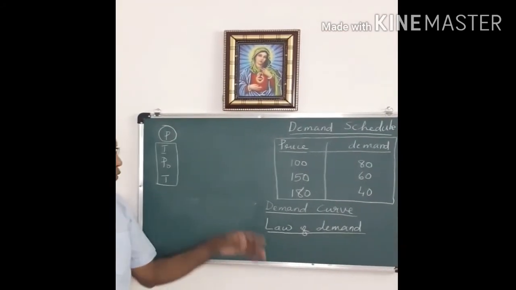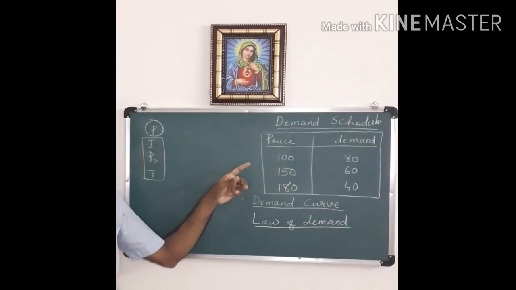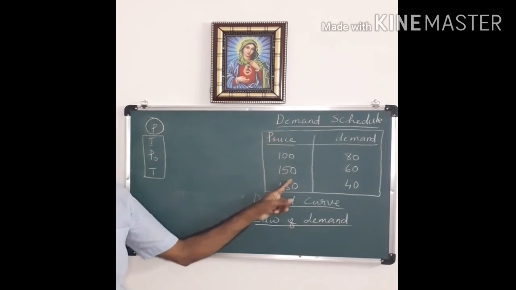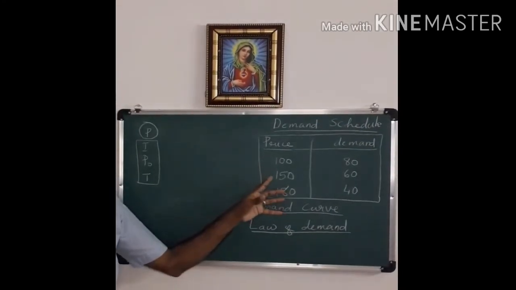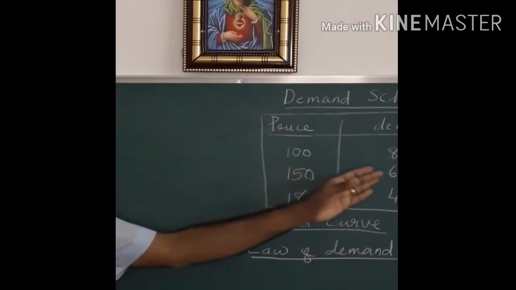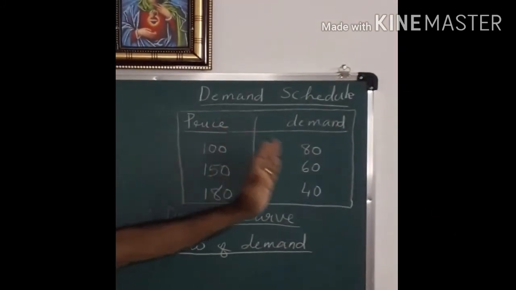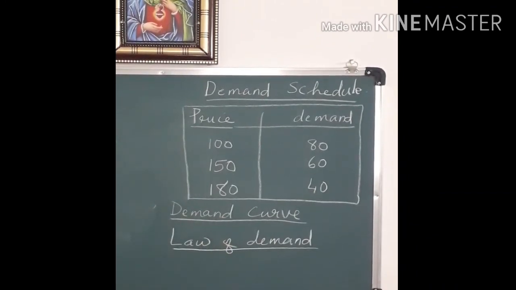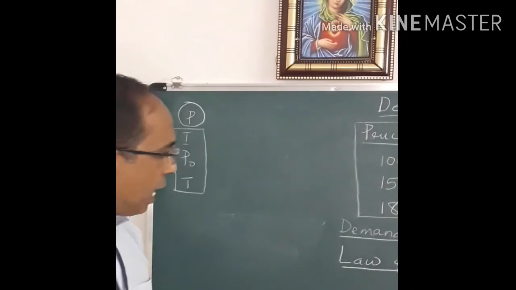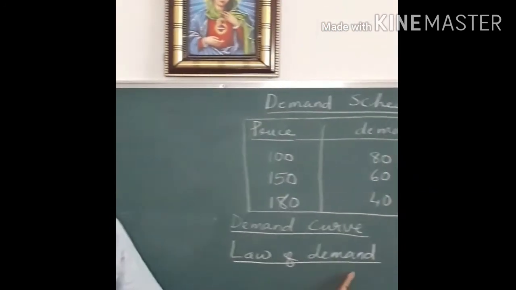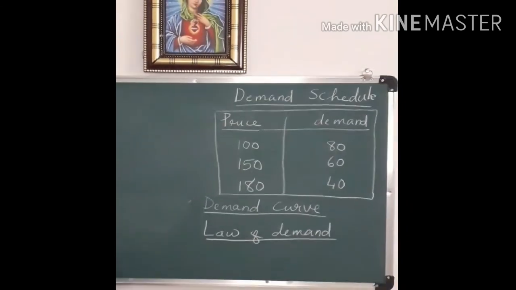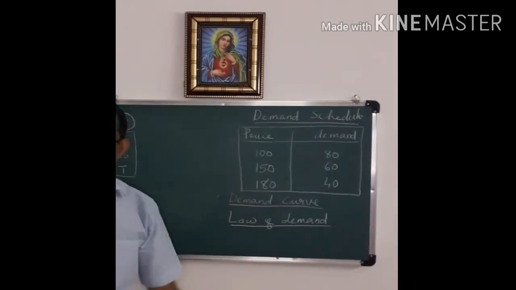Clear? And the topics that we have studied: first we studied the demand schedule. The demand schedule is a table showing the negative relationship between price and demand. Then we studied how to draw a demand curve and what is the shape of the demand curve. And then we studied the law of demand. I hope you all understood these topics very clearly. Thank you.